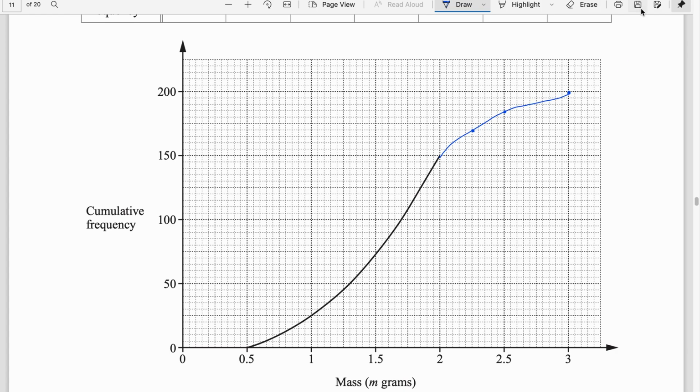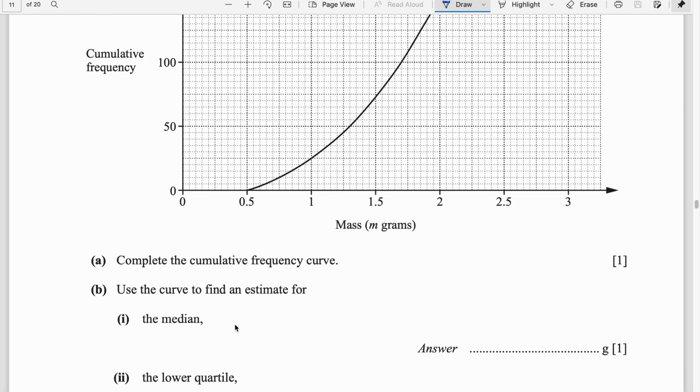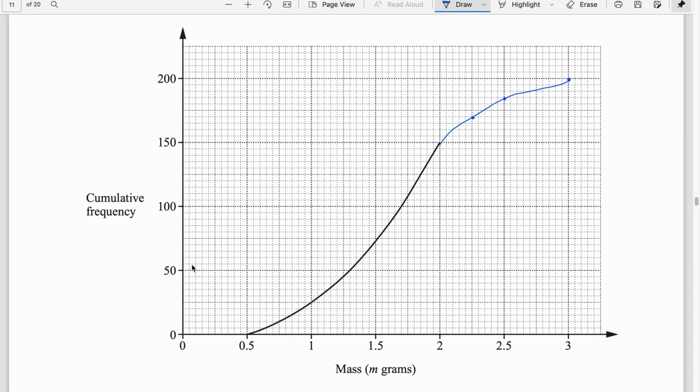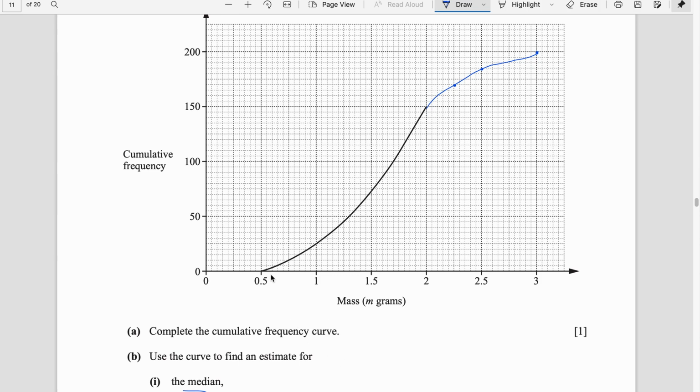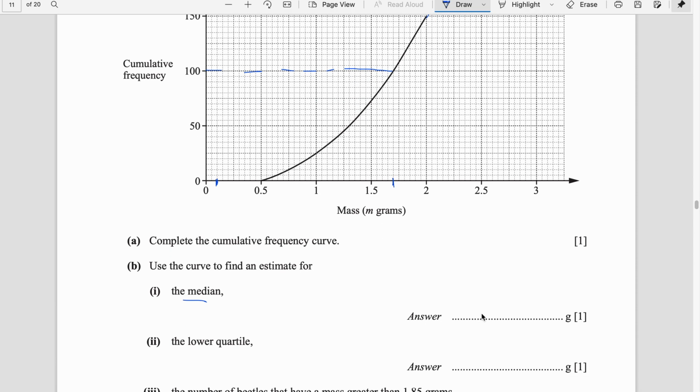Cumulative frequency curve. Use the curve to find the estimate for the median. Now the complete is 200. The median would be at 100. And from your graph, we read this lies here. This single point is point. 2 boxes is 0.1. So 1.70.